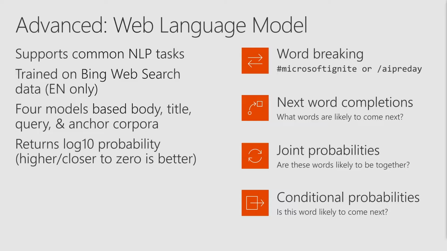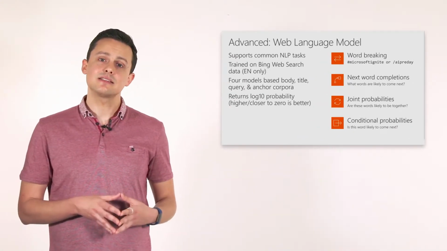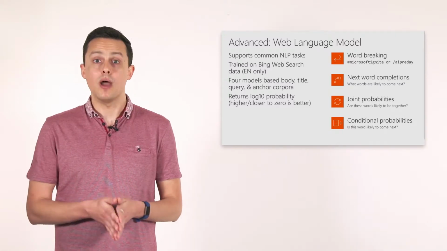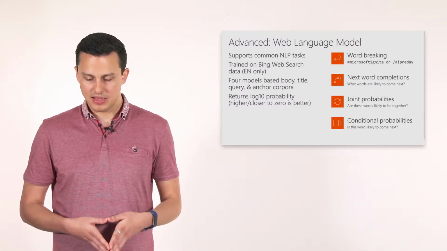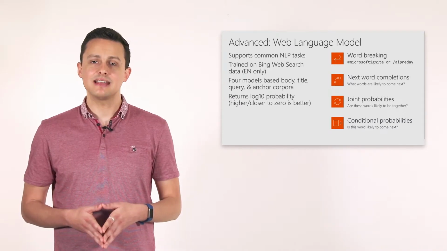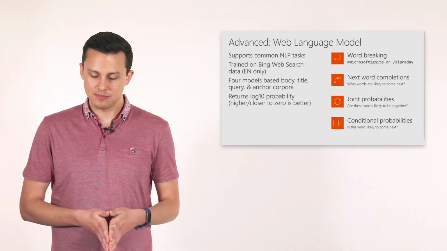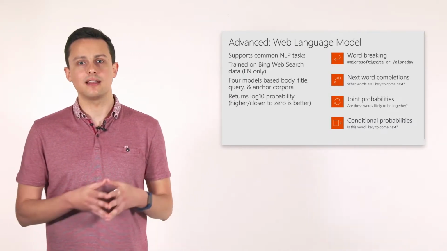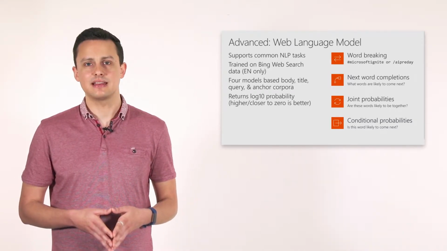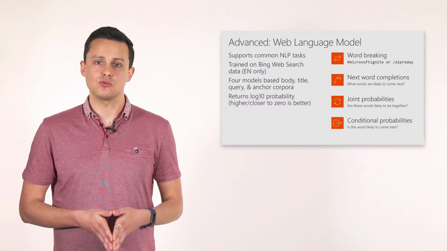It allows us to do 4 things that are common tasks when we're working with natural language. First, it allows us to do word breaking, so we can break URL strings up or hashtags. It allows us to do probabilities. So for example, understand which words are most likely to come next, or which words are likely to appear together, which helps us understand and correct natural language samples.